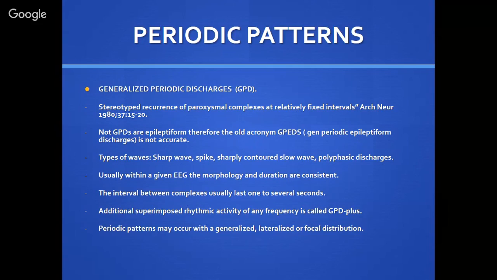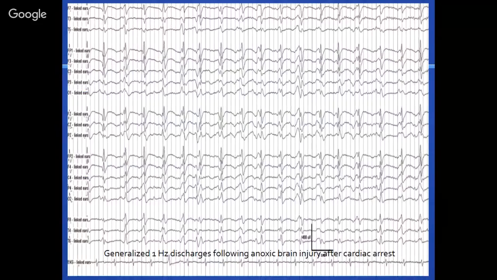Usually, given an EEG, the morphology and duration are consistent. The interval between complexes usually lasts 1 to several seconds. Additional superimposed rhythmic activity of any sequence is called GPD plus. This is for rest; you don't have to memorize any of this. Periodic patterns may occur with generalized, lateralized or focal distribution. So this is a clear example of a generalized periodic discharge.